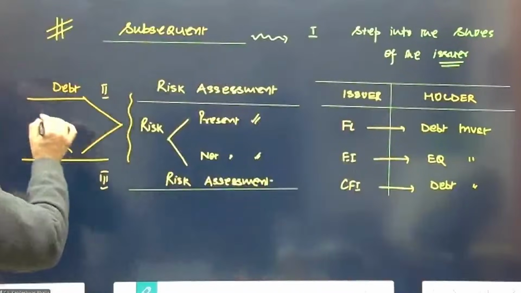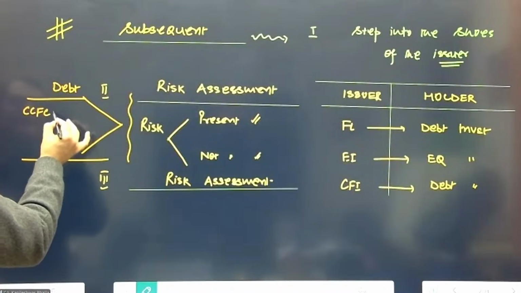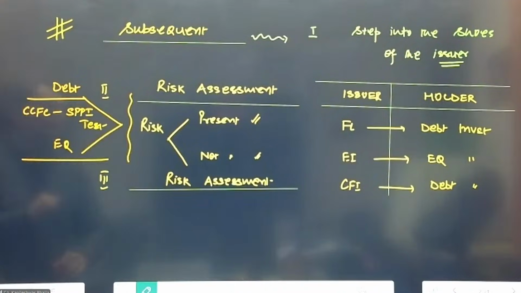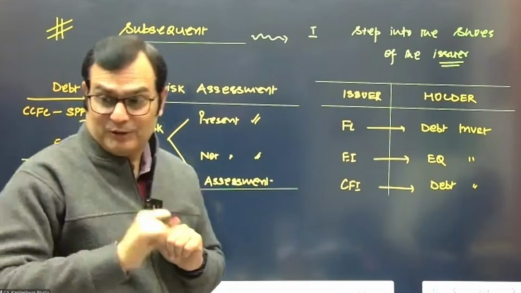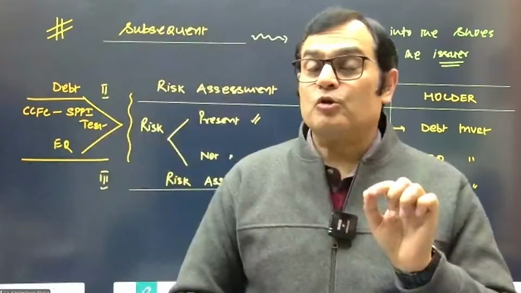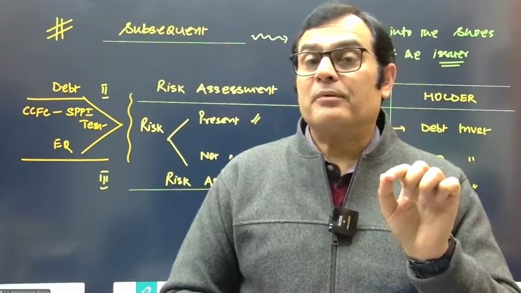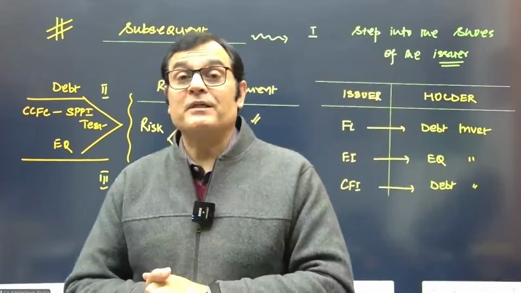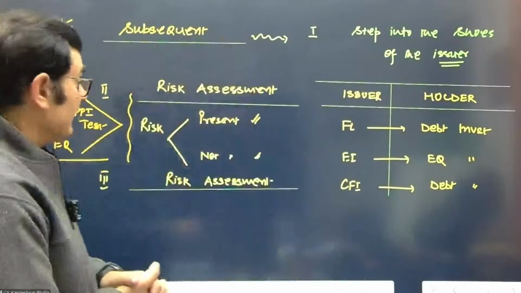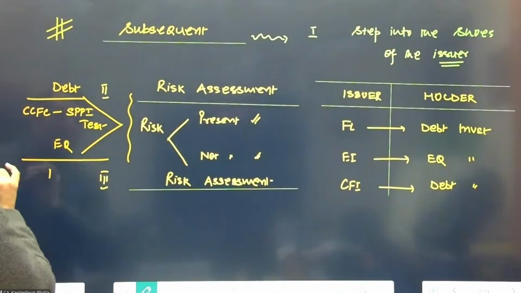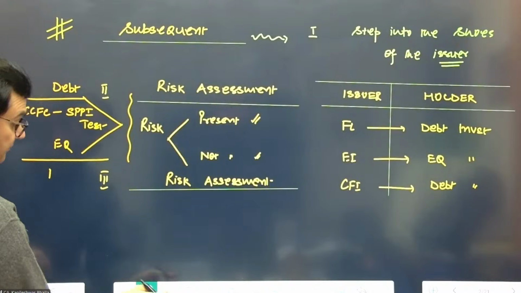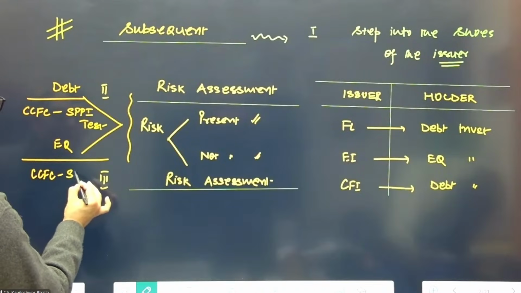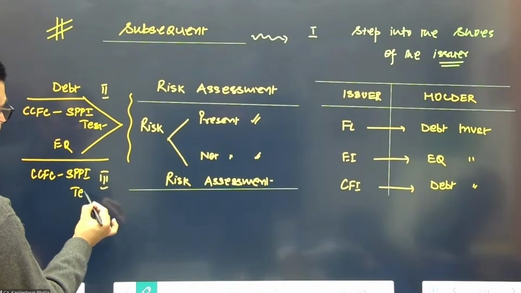We decided it was a case of the CCFC comprising the SPPI test. It was the contractual cash flow characteristic. I think I got the answer now. So it is called contractual cash flow characteristic comprising solely the payment of principal and interest that decides the presence or the absence of a risk. And in terms of equity, it was again the same test, again using the CCFC comprising the SPPI test.